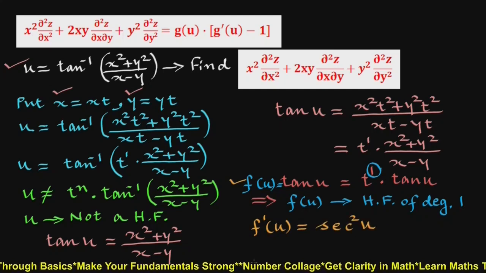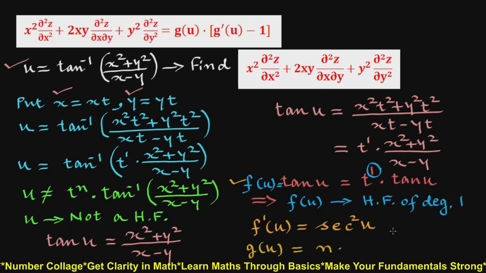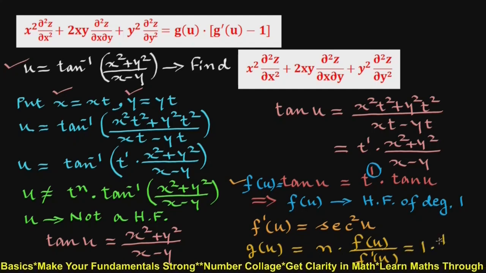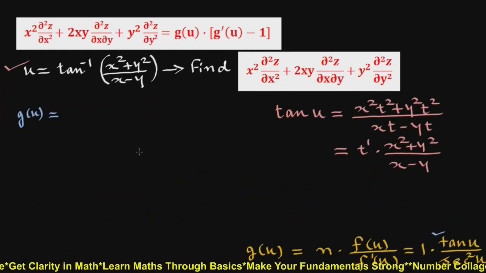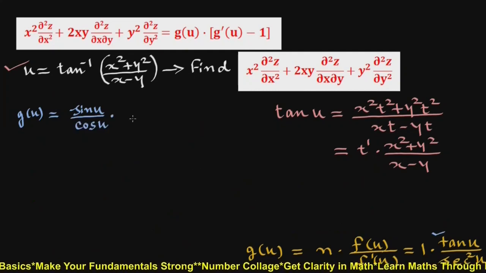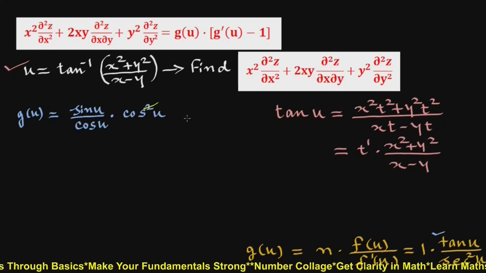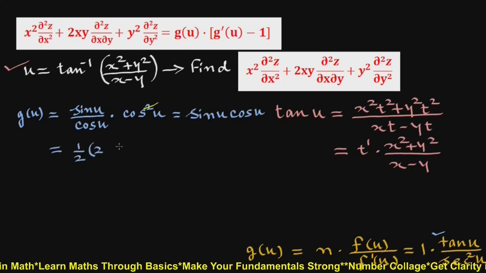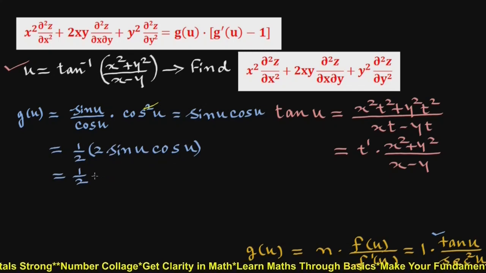Now, as decided earlier, we write g(u) as n times f(u) upon f'(u). That will be 1 into tan u upon sec square u. So g(u) will be tan u, which is sin u upon cos u, upon sec square u, that is cos square u. Cancelling one cos from the numerator, it will be sin u cos u, which we write as half times 2 sin u cos u, which is sin 2u.